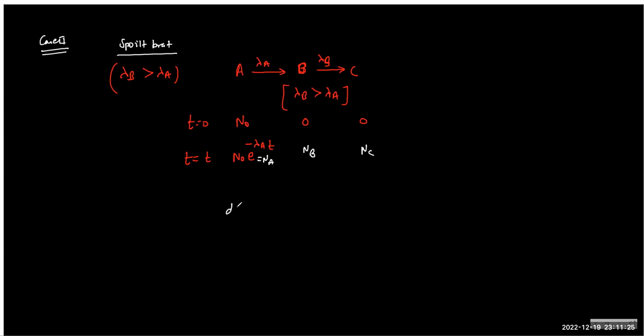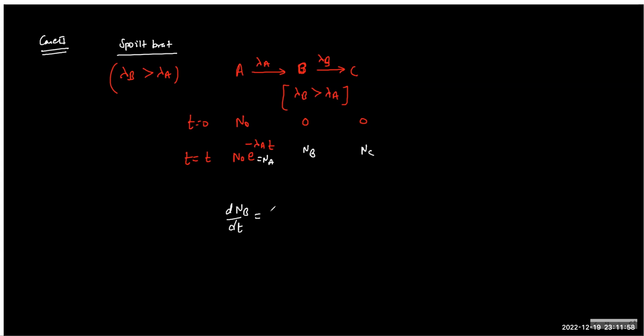So what is the rate of production of B? The net rate of production of B is how much? Any guess? It is getting produced by whom? Minus dNB by dt plus alpha, dNC by dt. What is alpha here? The decay of A is the alpha. Yes, so the activity of A is alpha.